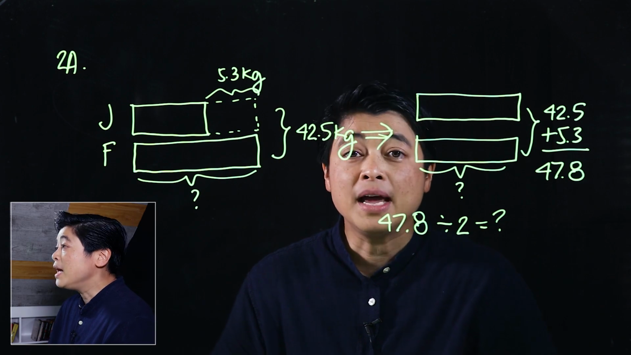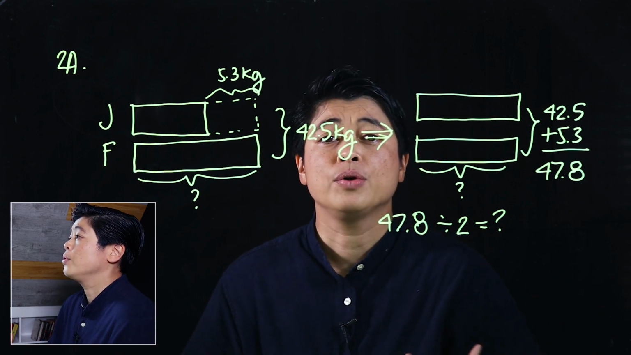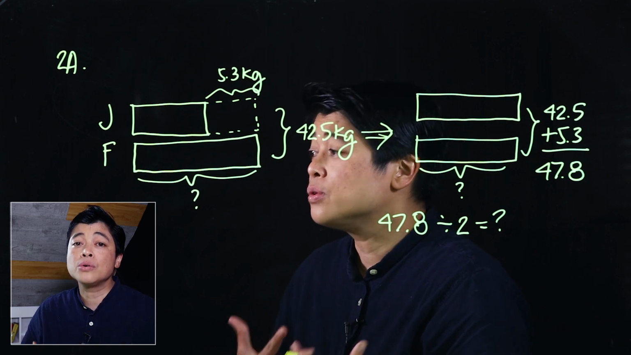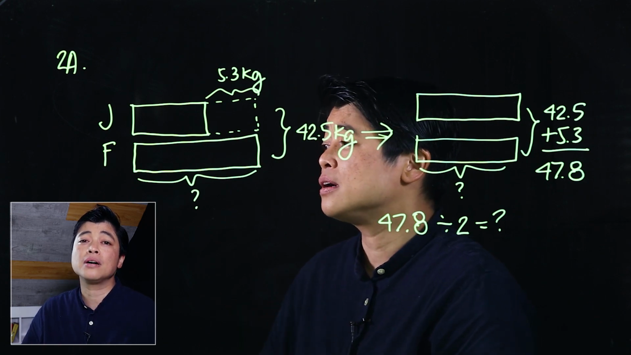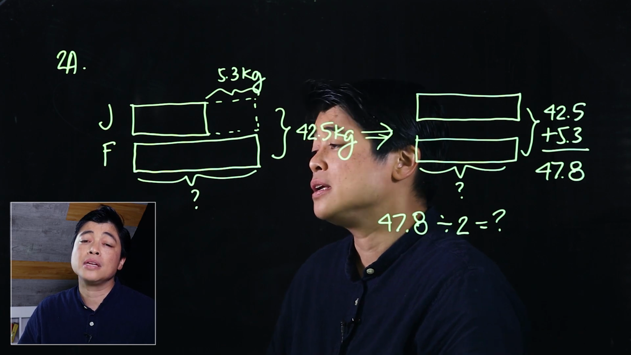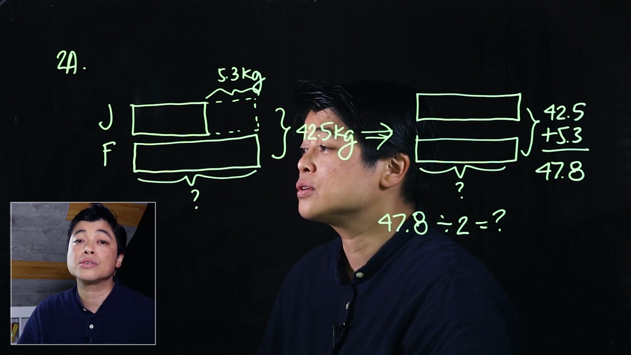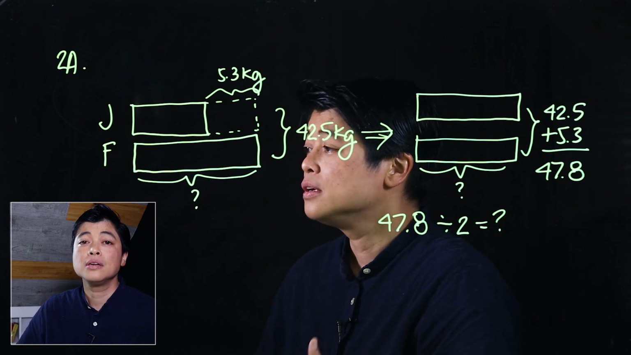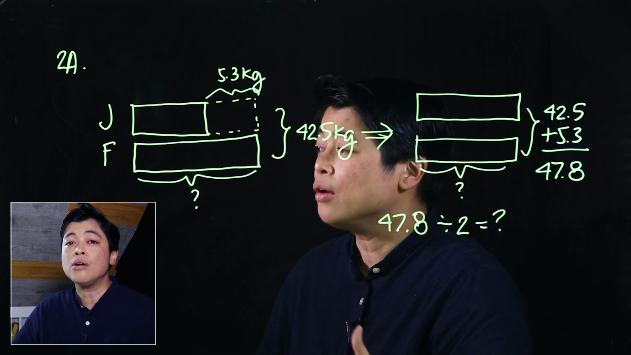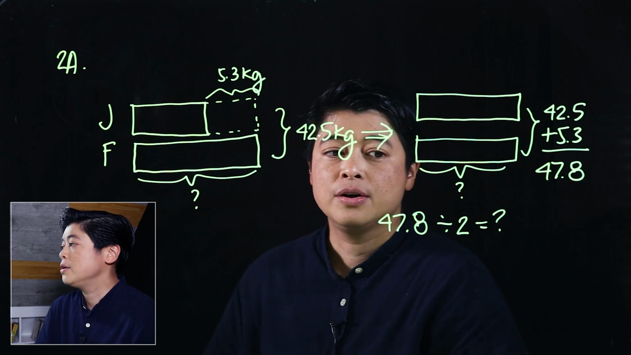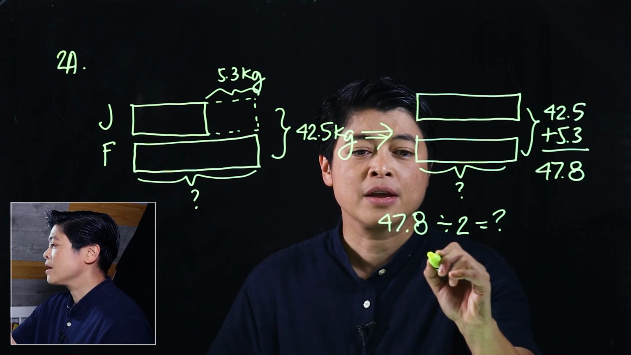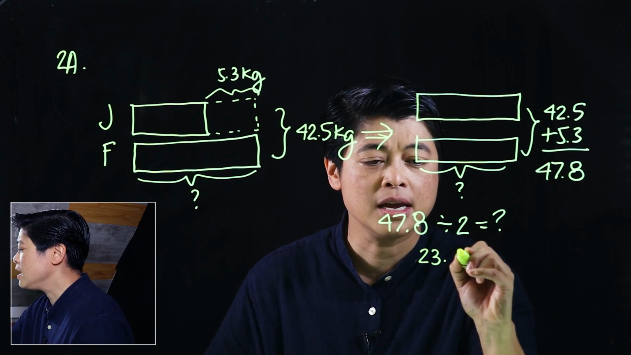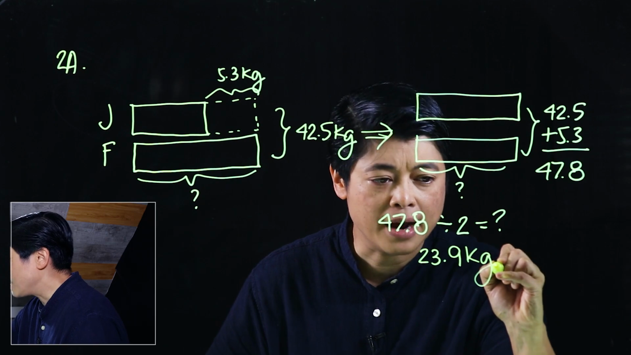The problem has lead-on questions. However, we can't depend solely on the lead-on questions because other problems in the workbooks don't have those. That's why it's best to really try to solve without looking at their lead-on questions. So 47.8 divided by 2 should be 23.9 kilograms.